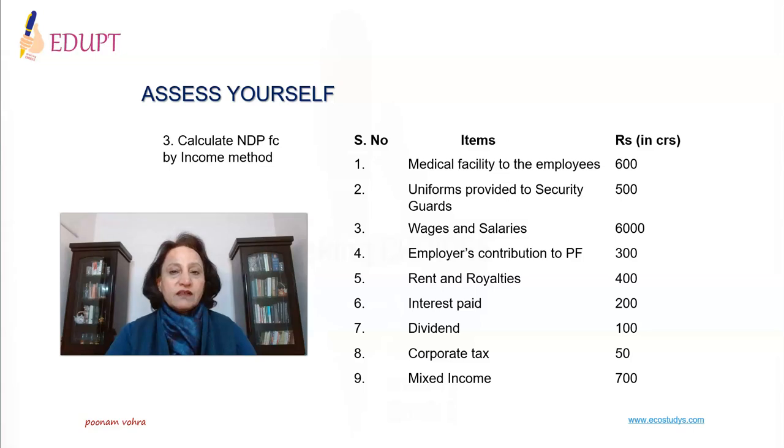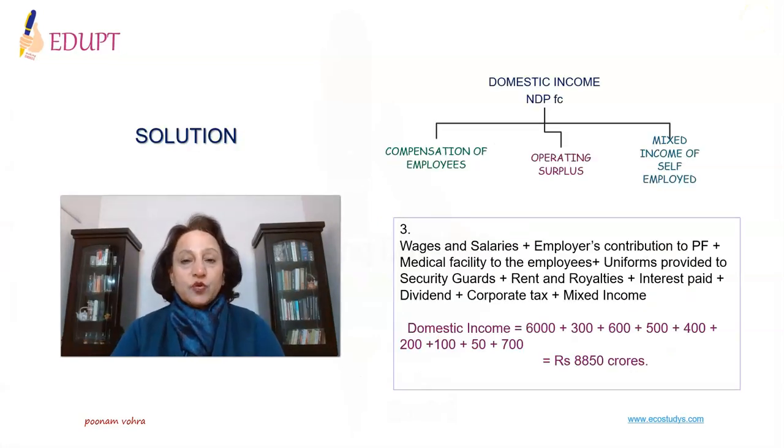Now find NDP at factor cost, for which various items are given and these values are in crores of rupees. Items are medical facility to employees 600, uniforms provided to security guards 500, wages and salaries 6000, employers' contribution to Provident Fund 300, rent and royalties 400, interest paid 200, dividends 100, corporate tax 50, and finally mixed income 700. The formula is known as we have just discussed, that is, domestic income is equal to compensation of employees plus operating surplus plus mixed income.